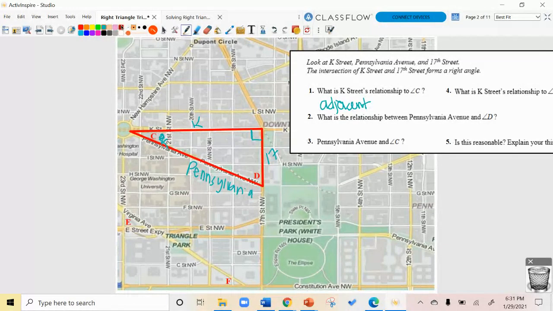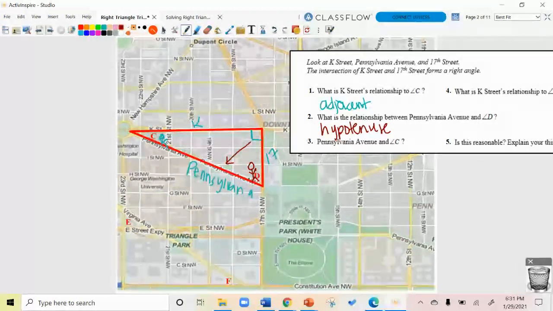What about the relationship of Pennsylvania Avenue to angle D? Now I've moved and I'm over here. In relation to where I'm standing, what is Pennsylvania Avenue? Well, that's the street that doesn't change. That's across from my 90-degree angle. That's what we would refer to as the hypotenuse. That's the longest street. No matter where I'm standing, no matter what my perspective is, that is going to be the longest chunk of street that is formed by these three streets intersecting.